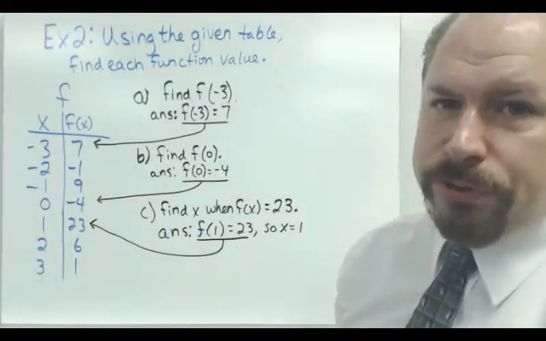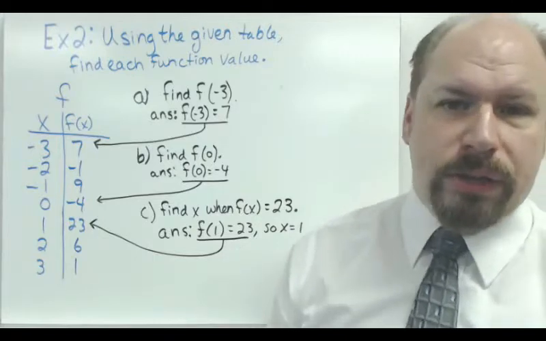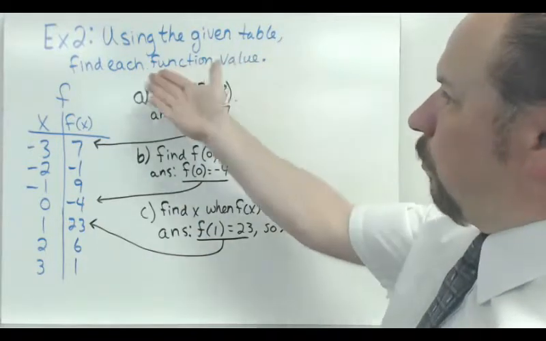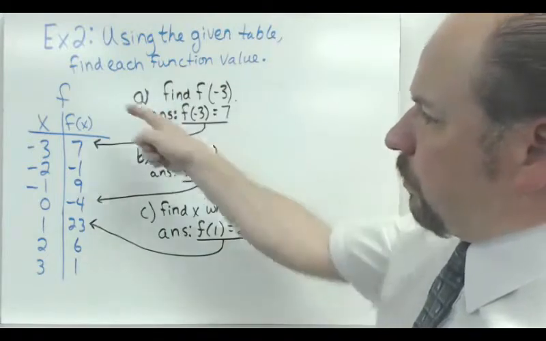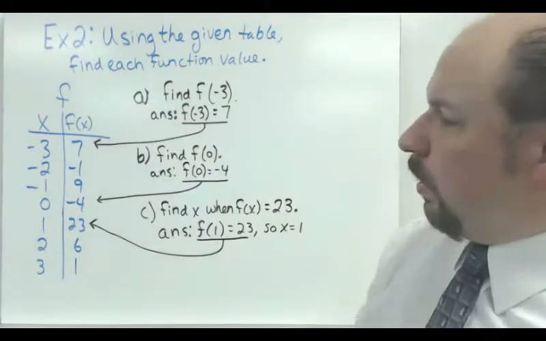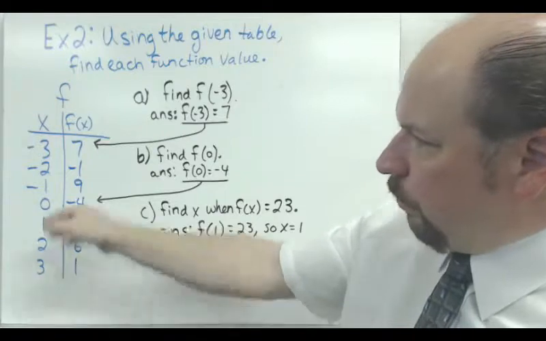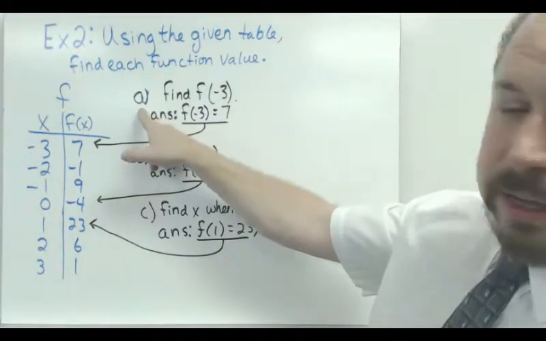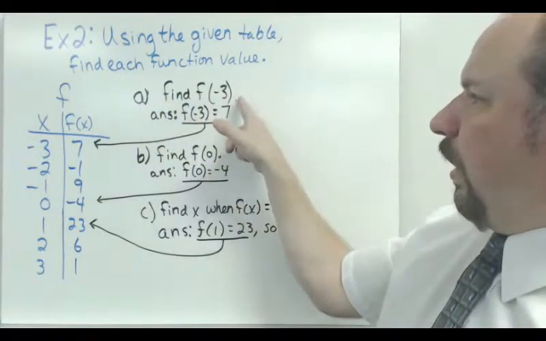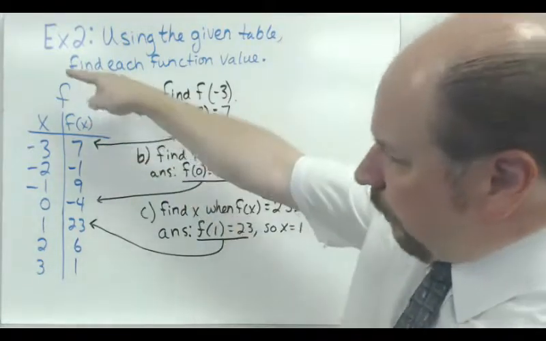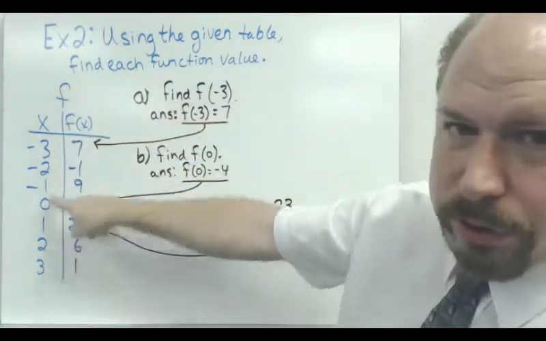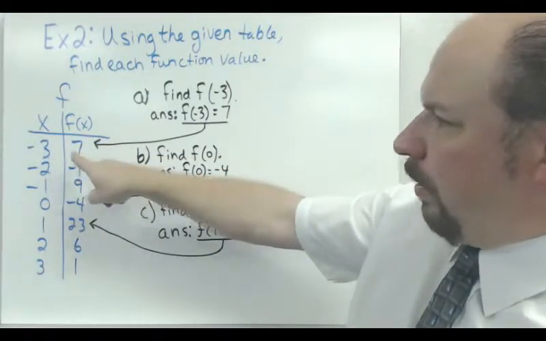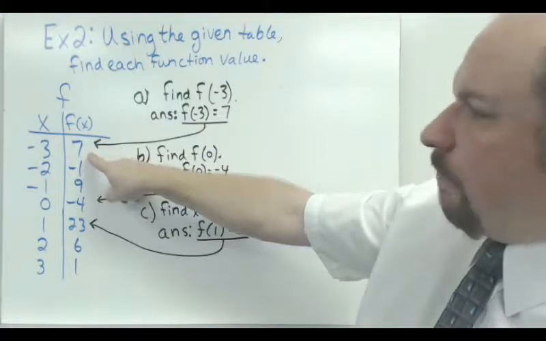Okay, for example 2, this time we're going to look at it using a table of values. So using the given table, find each function value. So here we have our function f, and we have some input values and some output values. So in A it says find f of negative 3. All we have to do is look down on our table here and find negative 3. Well, it happens to be right here, and f of negative 3 is 7.